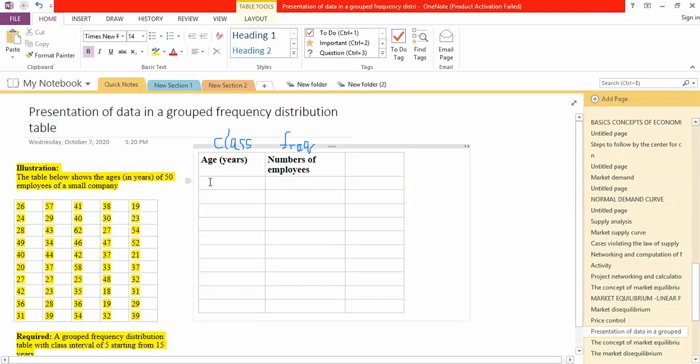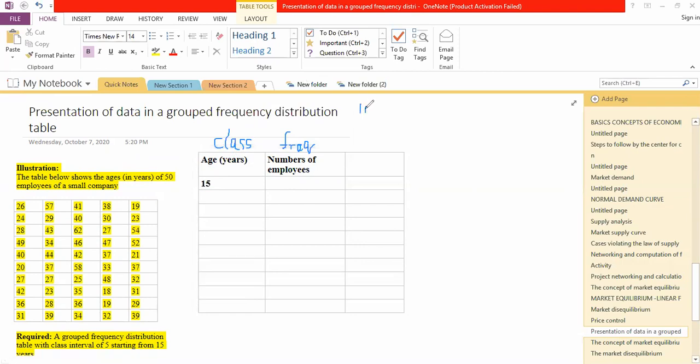I'll start with the age of 15 as I am told, and I'm going to choose classes which are inclusive. Let me start with inclusive classes. The inclusive classes.